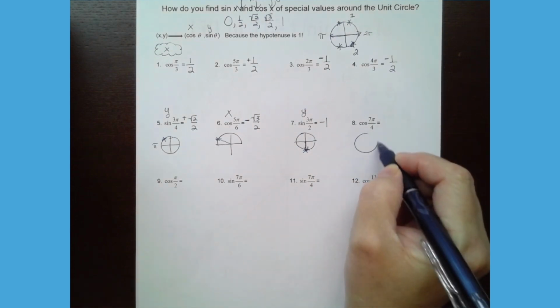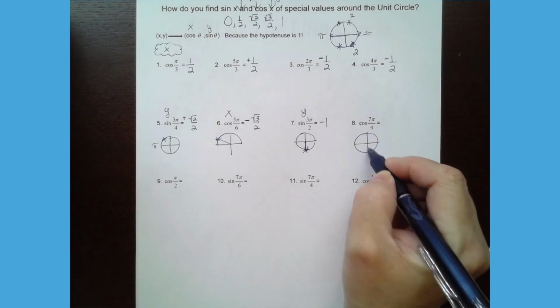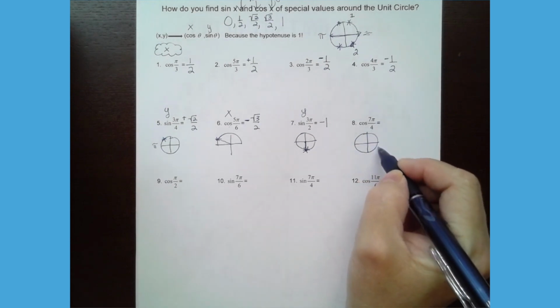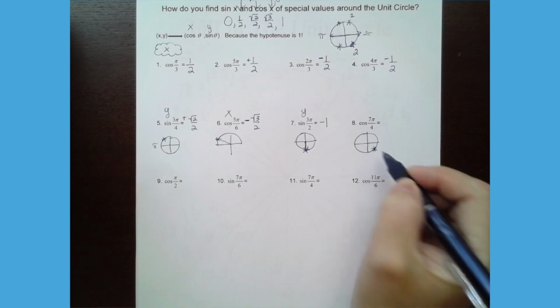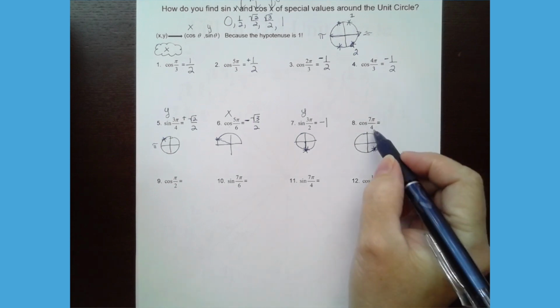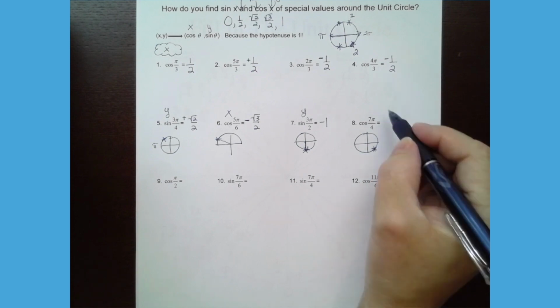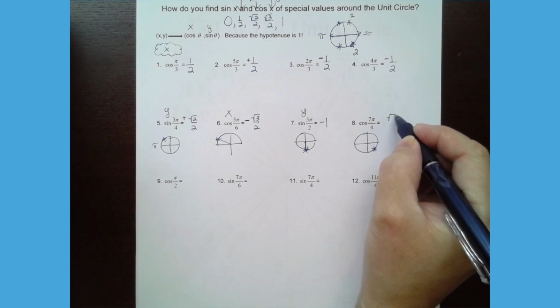Here we go for 7 pi fourths. 2 times 4 is 8, minus 1 is 7. That means we're in this quadrant right in the middle. Remember, the fourths go with the 45, 45, 90, where the lengths are the same, and that's the value in the middle. So I know that part of my answer is root 2 over 2.